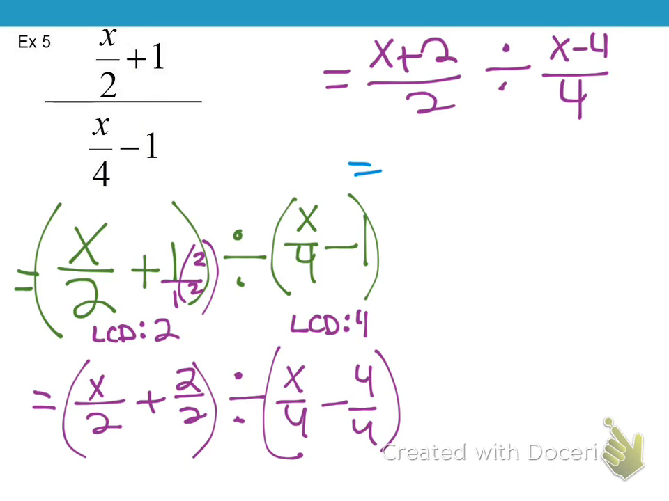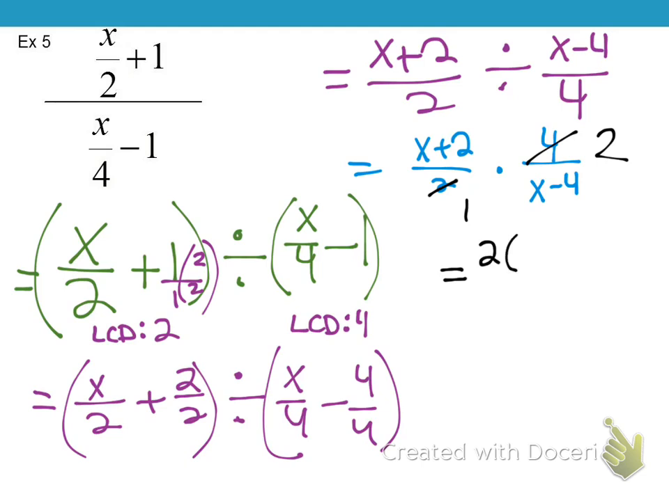Now I can do what? Keep, change, and flip. Simplify the 2 and 4. Yeah, the 2 and the 4 becomes a 1 and a 2. Now, up top, I have 2 times x plus 2. And on the bottom, I have 1 times x minus 4.